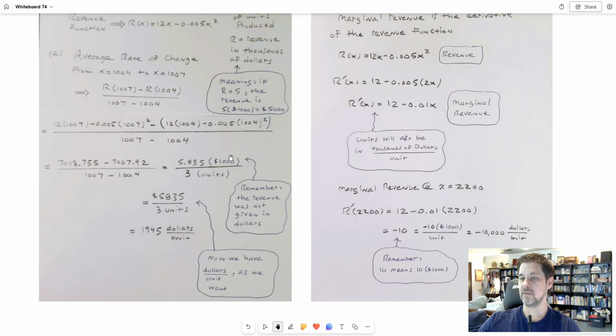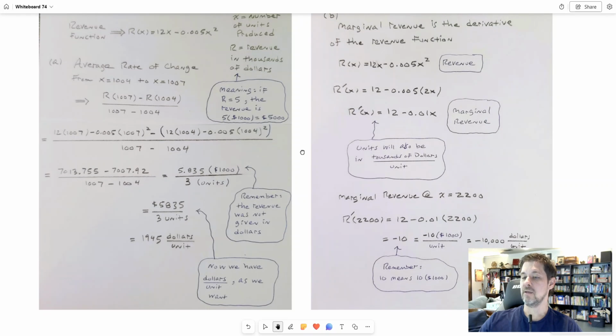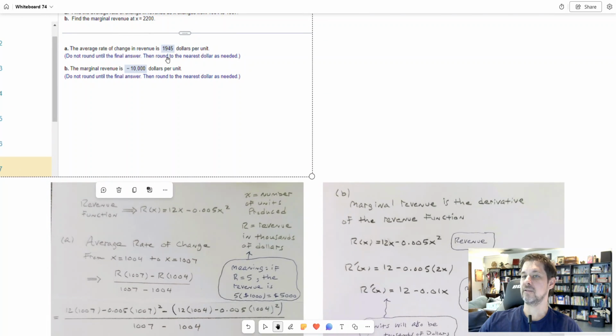So I threw that in to adjust the units the way that the question is asking for the answer. Multiply that by $1,000, you'll get 5,835 over 3. That's in dollars per unit. Dollars on top, units on the bottom. That's the way that we wanted it. And if you do the dividing there, you'll get $1,945 per unit. So that gives us our answer in the units that are requested.